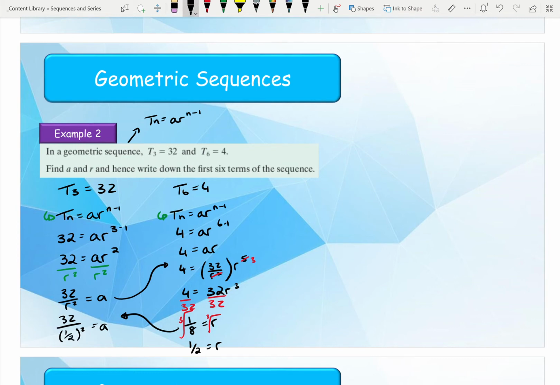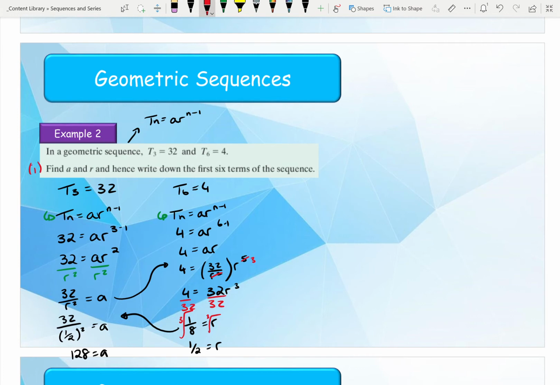So over here, what I should have subbed back in is simply that 32 over a half squared, which now I'm going to put into my calculator, gives me 128. So my first term is 128 and my r is a half. Apologies for the little math error there. So I found A and r, which is the first part of my question here.